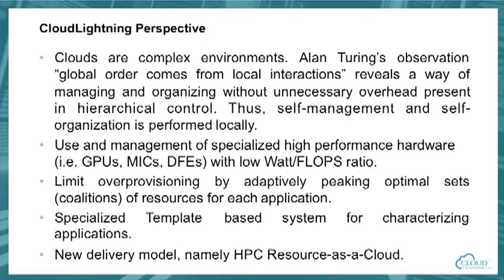Also, from the Cloud Lightning perspective, we are trying to use modern high-performance dedicated hardware, which has a low watt-to-flops ratio, in order to decrease power consumption of such systems, moving from classical CPU-based computing to accelerator-based computing. Moreover, Cloud Lightning aims to limit over-provisioning by adaptively picking optimal sets of resources to carry out different types of applications. This could be done through a specialized template-based system where applications can be deployed on the fly by the particular user. Also, Cloud Lightning tries to introduce a new delivery model, namely HPC resource or CL resource, as Professor Morrison mentioned, as a service.